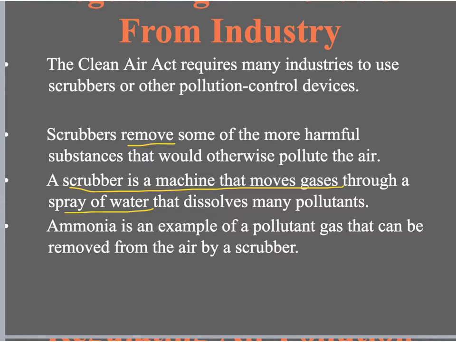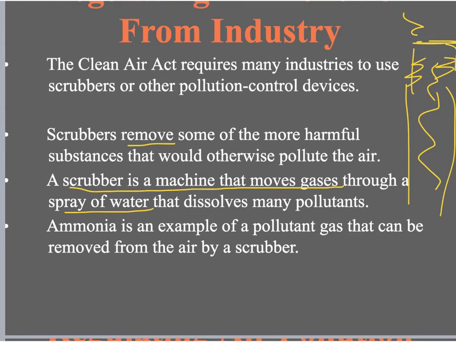Ammonia is an example of a pollutant gas that can be removed from the air by a scrubber. So as those chemicals move through, let's make it like a smokestack, the scrubbers are there to remove some of those chemicals. It's not going to remove everything, but it's going to keep some of that stuff from getting out into the atmosphere.